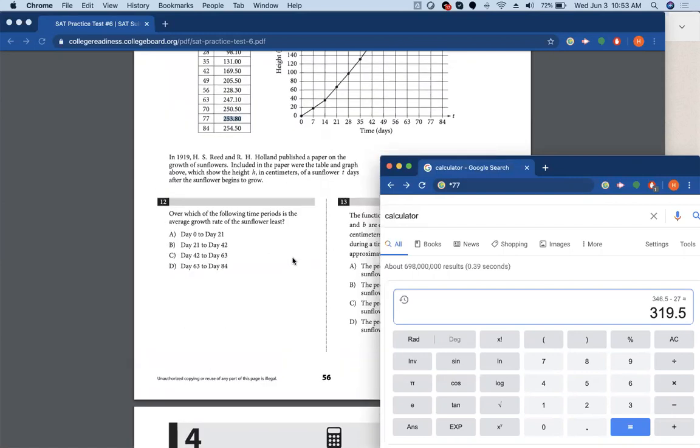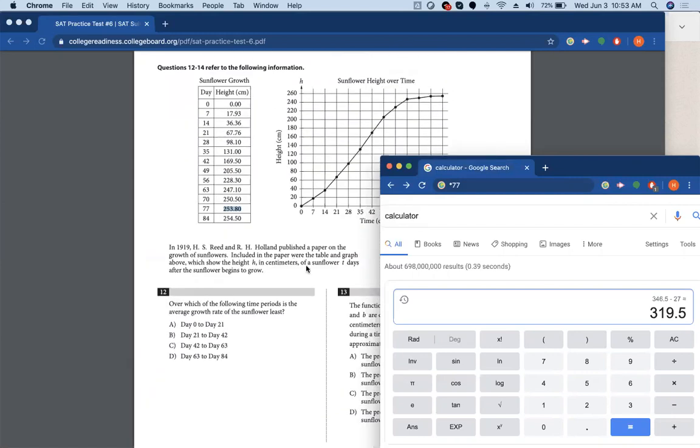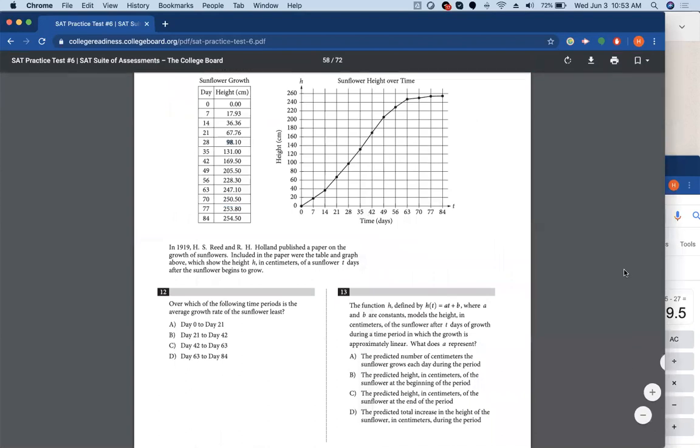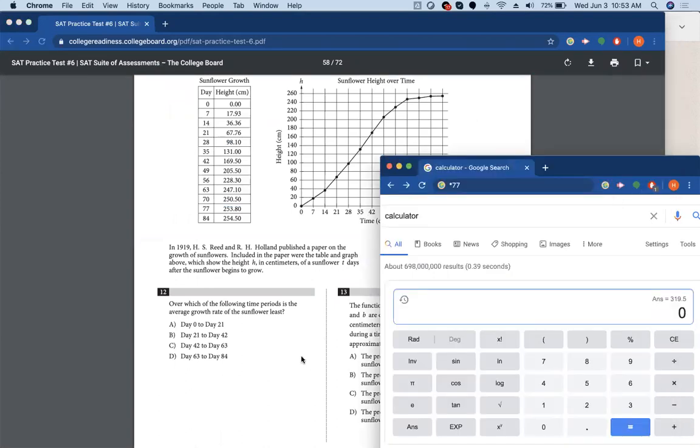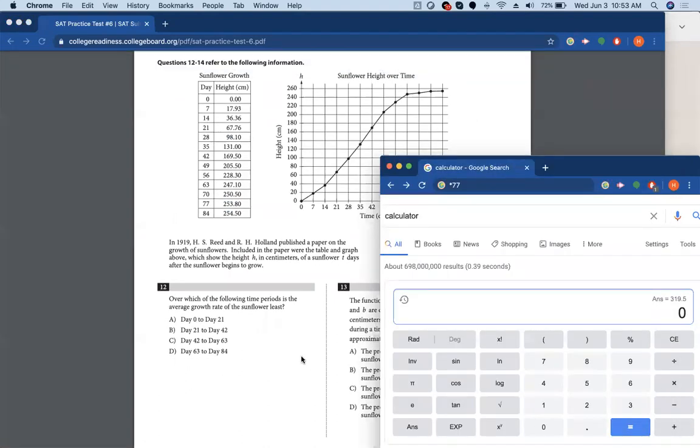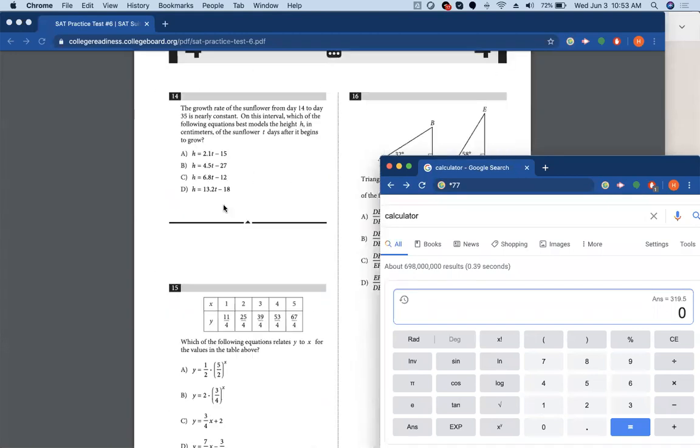From day 14 to day 35. No wonder, I did not read that part. Okay, let's pick day 28. Day 28 should work. So for 28, I should get about 98.